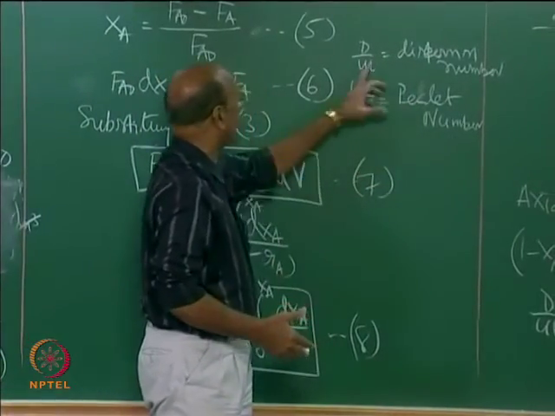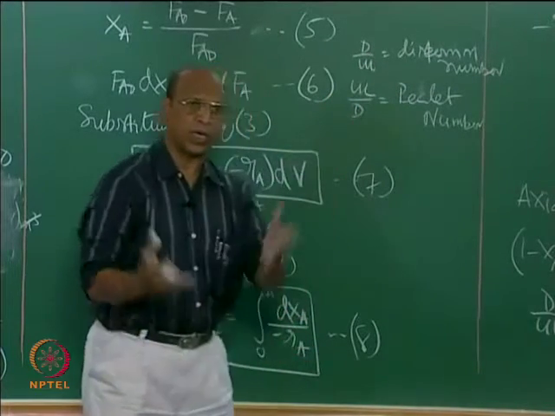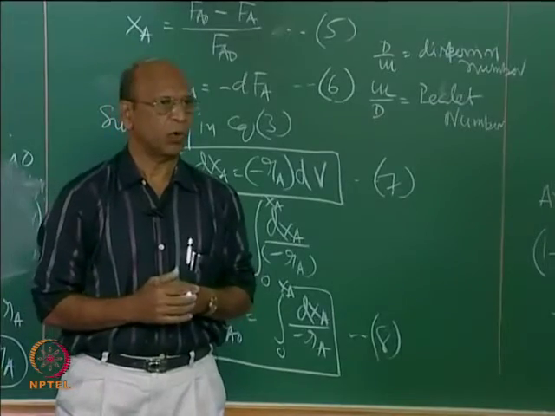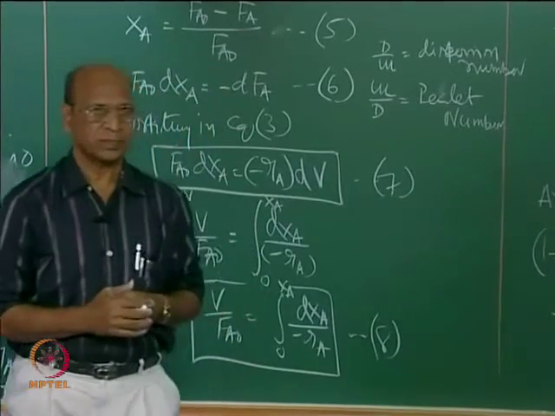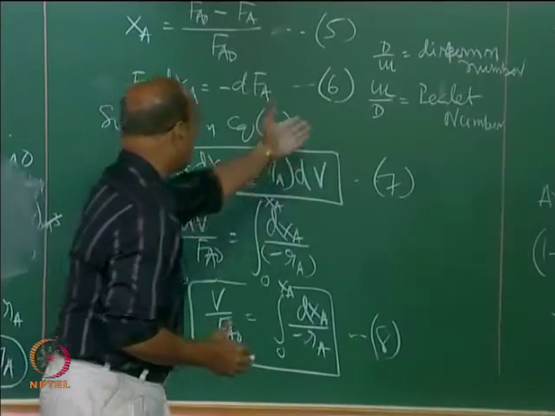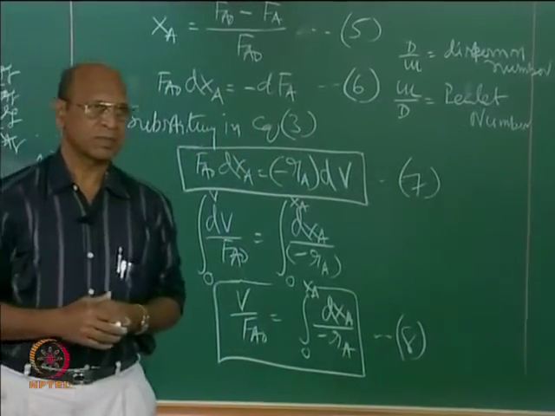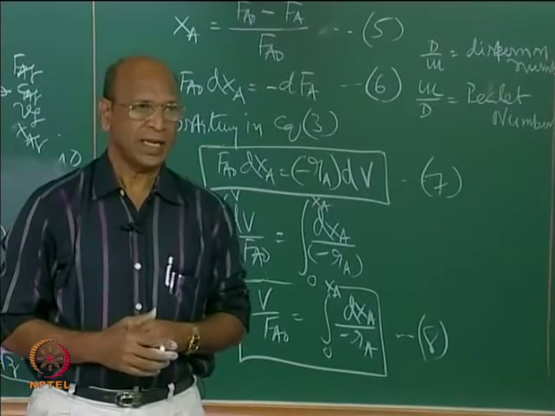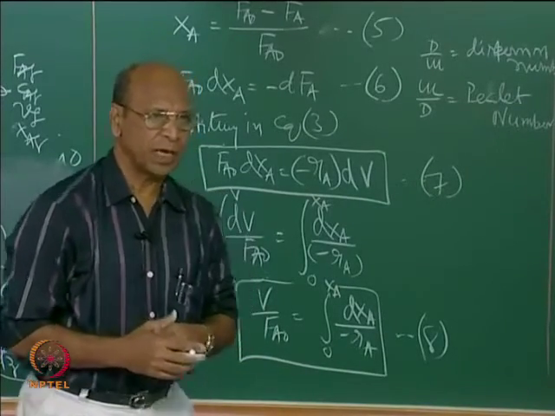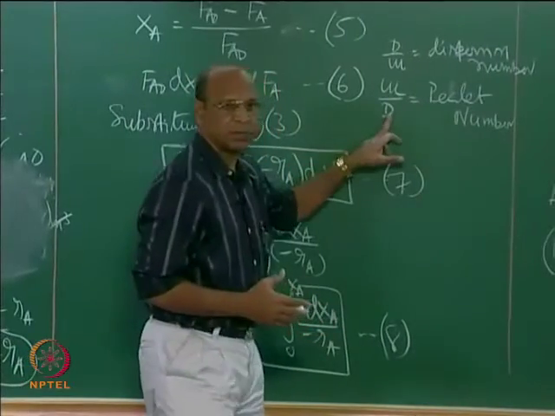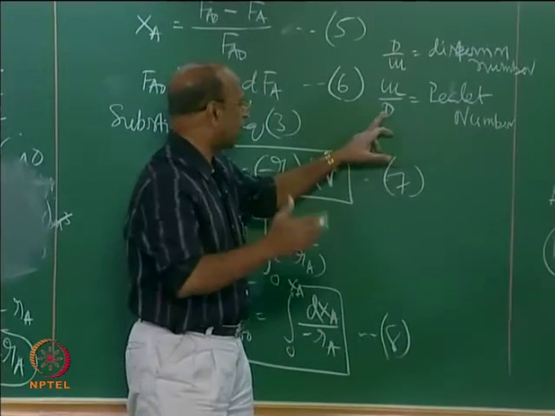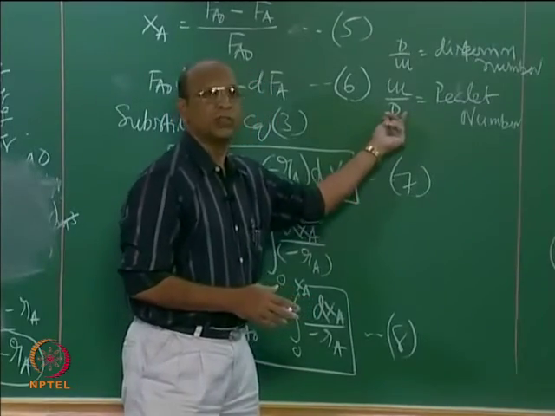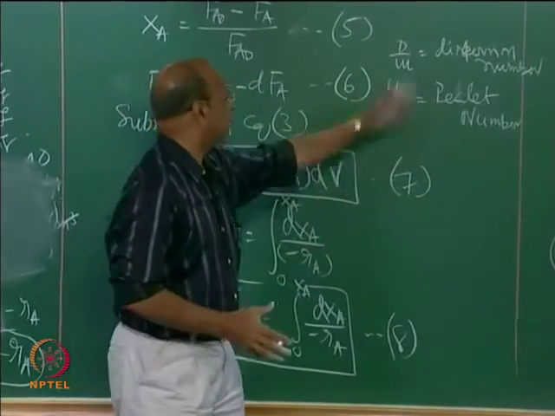For example, when D by UL equals 0, what is the system? Plug flow. When D by UL equals infinity, mixed flow. When the Peclet number equals 0, because diffusivity is infinity, that is mixed flow. And when the Peclet number equals infinity? Plug flow, because diffusivity is 0. So you can get all the extremes by these two numbers.